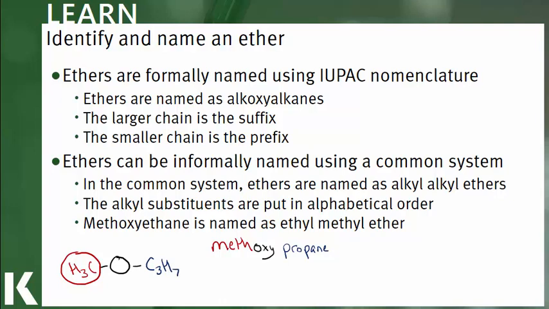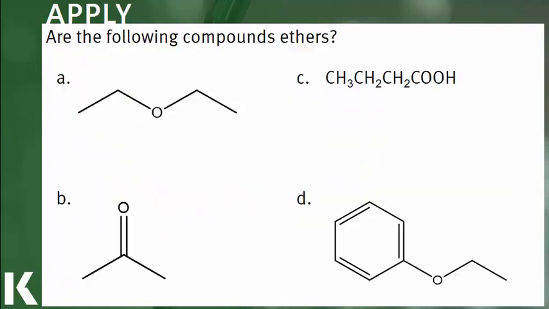We can also name an ether using a common name. The ethers are named as alkyl-alkyl ether. So while the IUPAC name of this example is methoxypropane, the common name is methyl propyl ether. Make sure the alkyls are in alphabetical order and not by increasing length. Let's use this information to identify and name ethers.